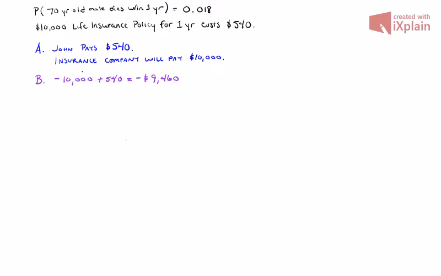Okay, so again, yes, the company is going to pay out $10,000, but they got $540 of John's money at the very beginning of the year when he bought this policy. So they're not losing as much as you would think. They still have that $540. So let's continue to move on to part C. Part C is, what is the probability John will die within a year?